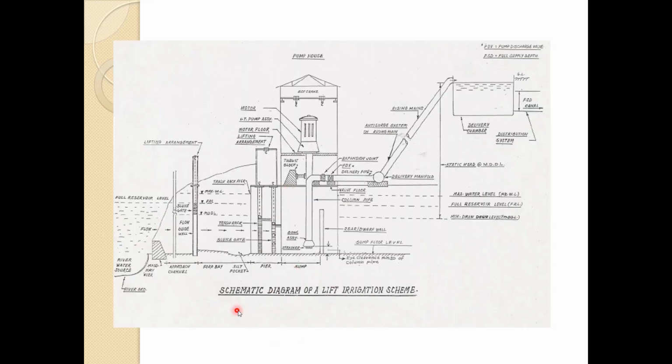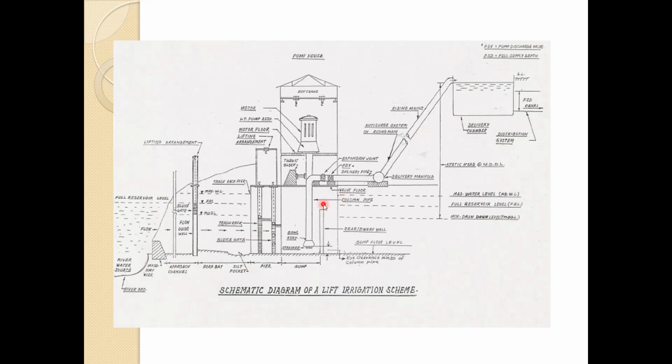So you can see the schematic diagram of the lift irrigation. Here it is the water source, this is the full reservoir level, this is the pump house. So the water is coming over here, this assembly, and here we are lifting the water, and this is the delivery chamber, and here we are storing the water, and by gravity we are distributing this.